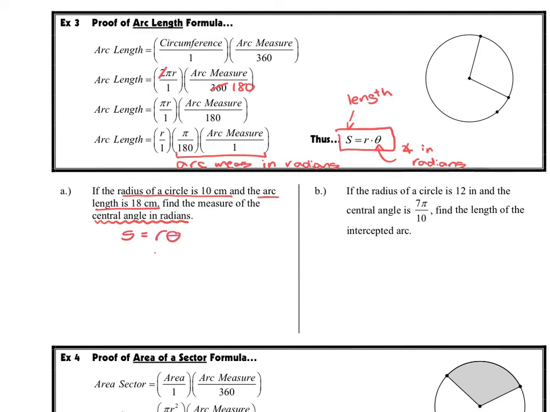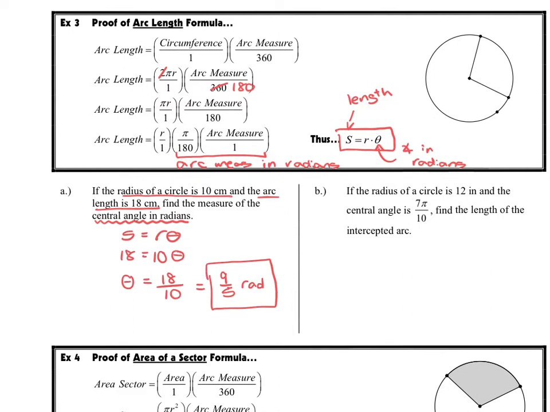The radius of the circle is 10. The arc length itself is 18. And theta will be our answer in radians. So we've got our theta. That's going to give us an 18 over 10. And then we can just reduce that to a 9 over 5. And that's already in radians. So it saves us a lot of work using this new formula.